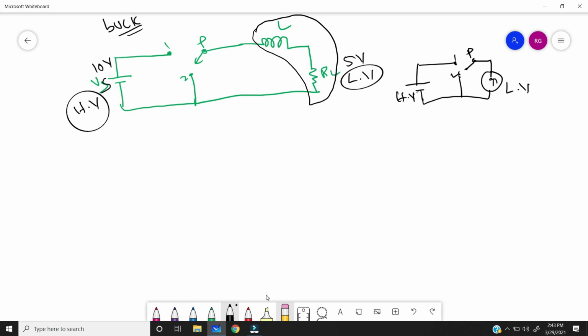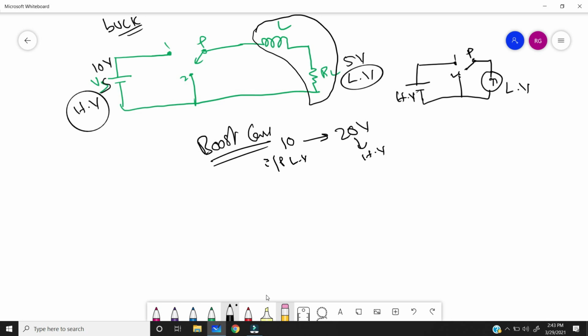But if you take the boost converter, what will happen in the boost converter? Our input will be lower than the output, right? So if you take the input as 10 volts, we want to get the output as 20 volts. Means input is low voltage and output is the high voltage side.